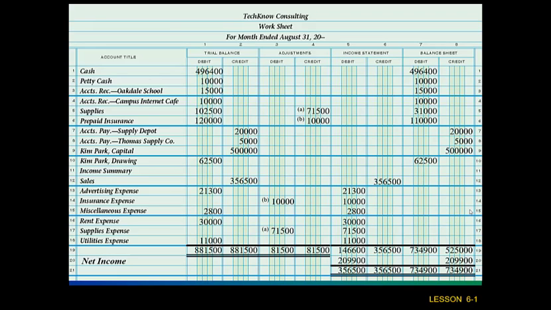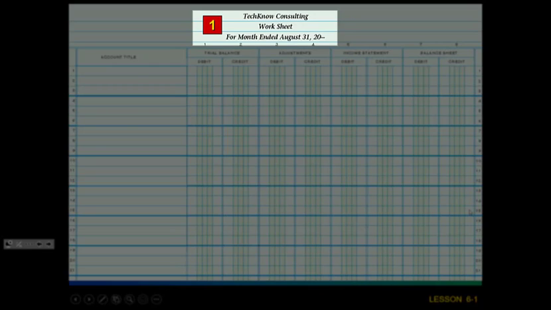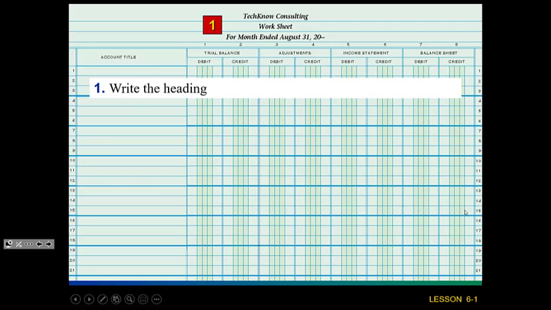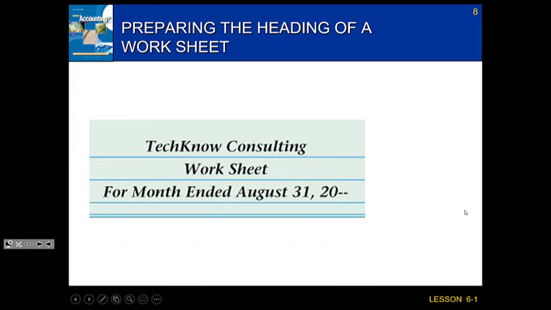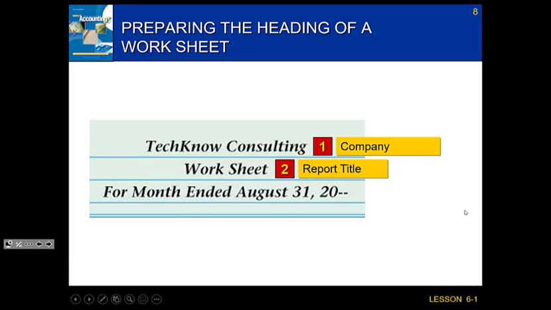So the first thing that we're going to do when we create a worksheet is what's called the heading of the worksheet. And the heading contains three different things. Number one, we write the company's name. Number two, we write the report title. The report in this case is the worksheet.